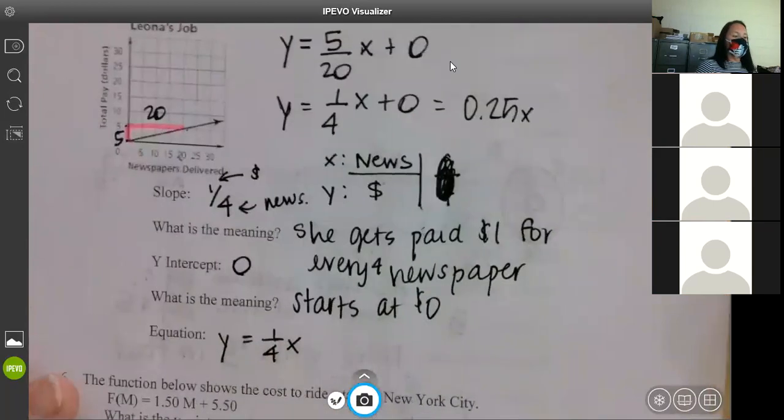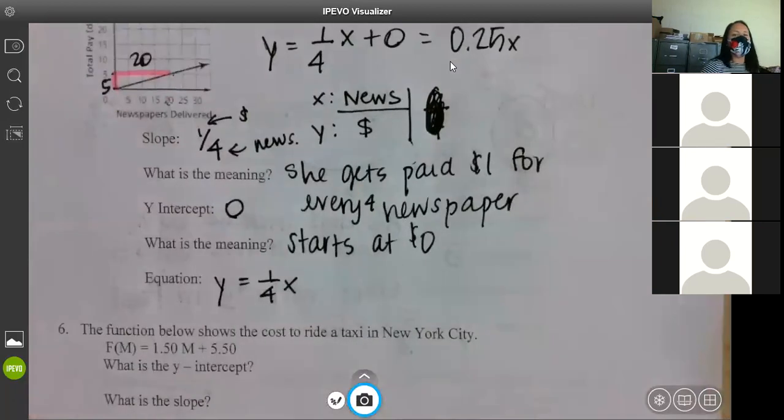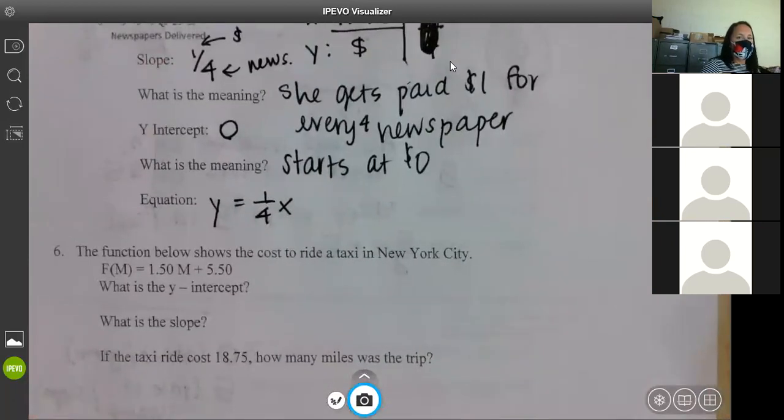All right. Check this next one out. The function below shows the cost to ride a taxi in New York City. What's the y-intercept?